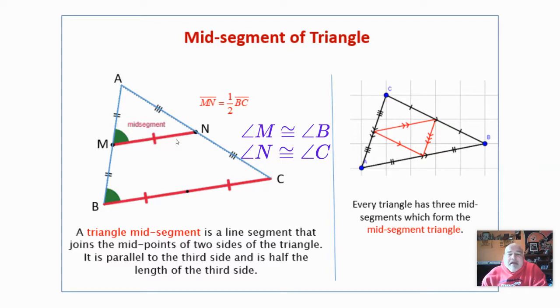So here, M and N are the midpoints, and we know they're midpoints because they cut segment AB and segment AC into two equal congruent parts. So therefore, MN is the midsegment. It is half the length of BC, and since it's parallel to BC, that means that angle M is congruent to angle B, and angle N is congruent to angle C because they're corresponding angles. Every triangle that we draw, since it has three sides, also has three midsegments that form a midsegment triangle.